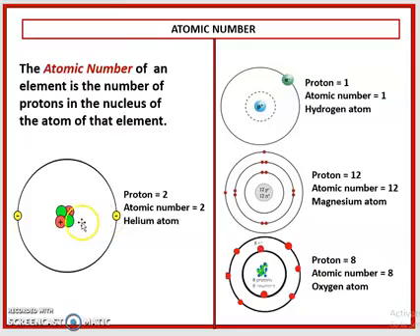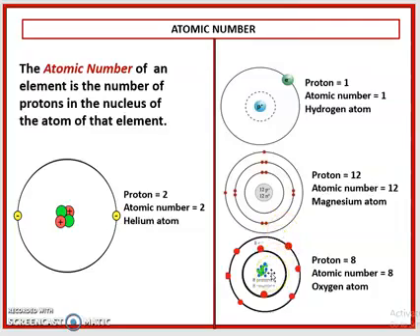So if that is true, then this is a helium atom because the atomic number of helium is 2 because helium has 2 protons in the nucleus of the atom. So if you look at this structure here, the structure here has how many protons? 12 protons inside. And because of that, the atomic number is 12. That is why this is called magnesium atom. Because in your first 20 elements, the 12th element is magnesium.